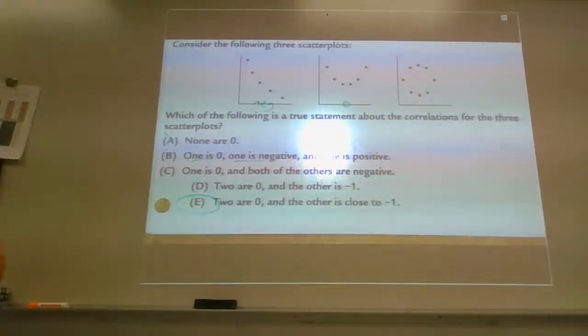I think it's E. Let me specify the difference between D and E. D says the other one is -1. Oh, that's definitely not -1. -1 would be a perfect straight line. Close to -1, sure. I think it's E.